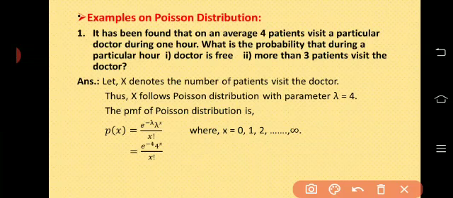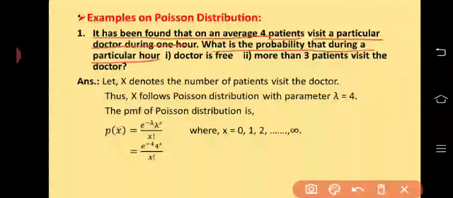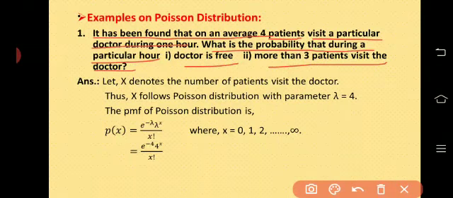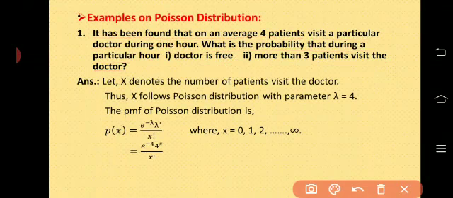Today's first question is: it has been found that on an average 4 patients visit a particular doctor during 1 hour. What is the probability that during a particular hour, first sub question, the doctor is free, and second sub question, more than 3 patients visit the doctor? Read the question carefully and find what is given in the question.